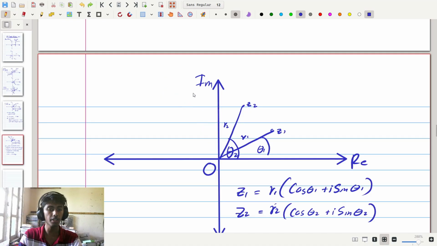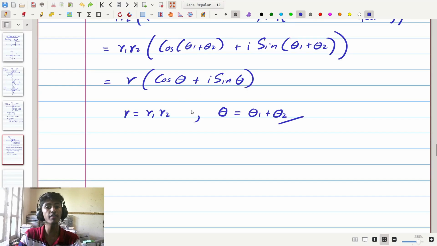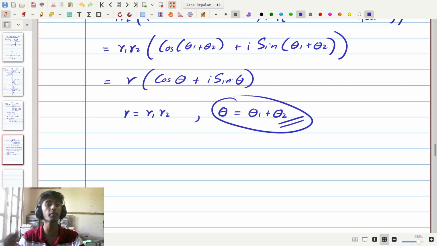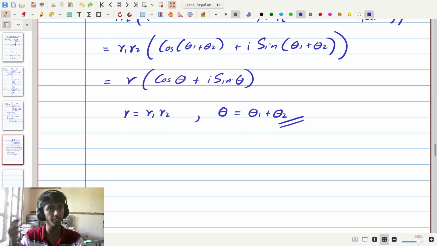So now, similar to this, if you consider division, division also gets a very similar identity, except there's a small difference in that R is not R1 times R2, but rather R1 divided by R2. Theta is not theta 1 plus theta 2, but rather theta 1 minus theta 2, where theta 2 and R2 belong to the complex number that we're dividing by.